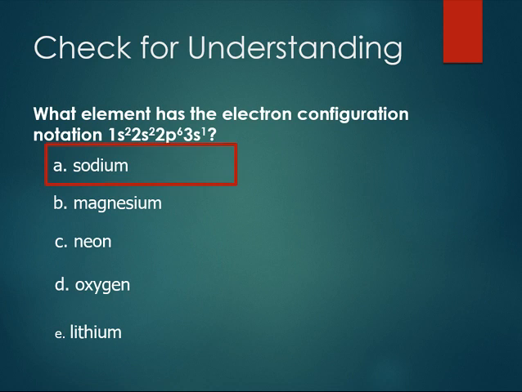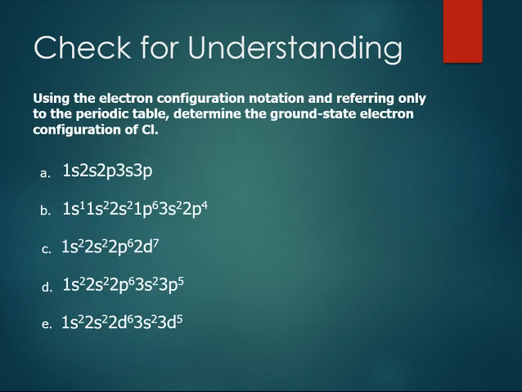Alright, I hope you picked A here. That is sodium. That's actually what we just used in the example. 1s2, 2s2, 2p6, 3s1 is sodium. Go ahead and pause the video and see if you can come up with an answer to this harder one, referring to chlorine.